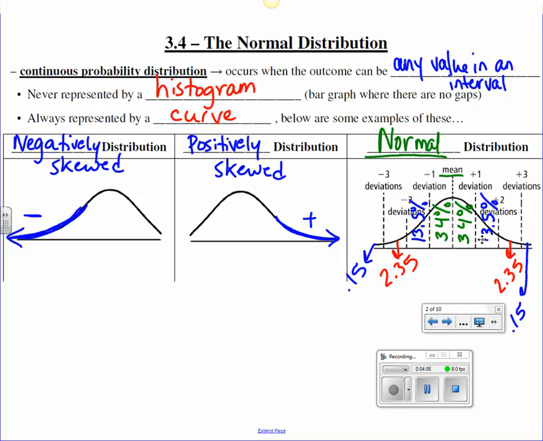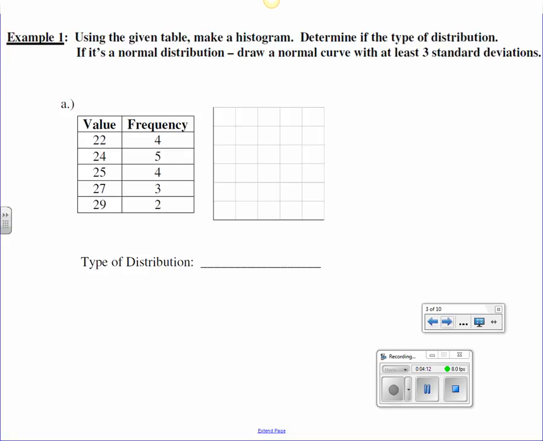All right, anybody need more time to write? Okay, all right. These next graphs, I'm going to go through really quickly, so if you're a slow writer, I'll let you copy my notes after the lesson today. Right here, we're just making a histogram, so we're going to put the values down here: 22, 23, 24, 25, 26, 27, 28, 29.